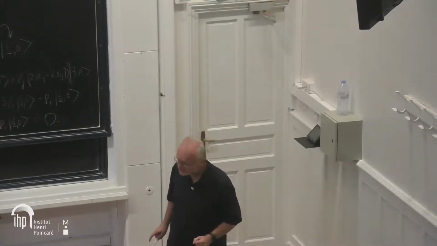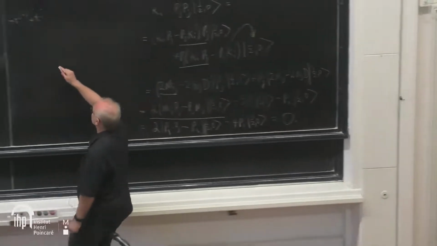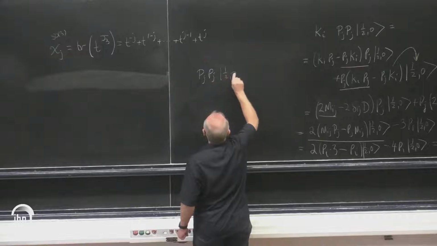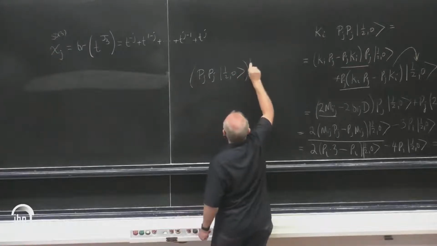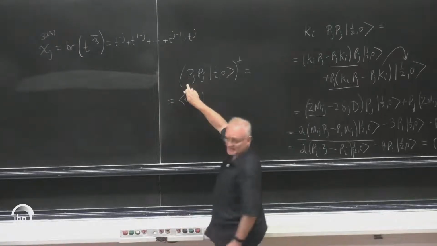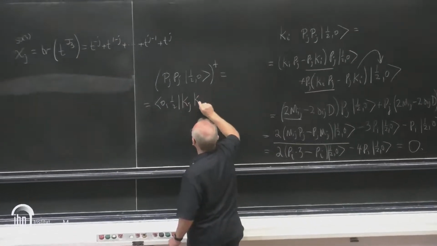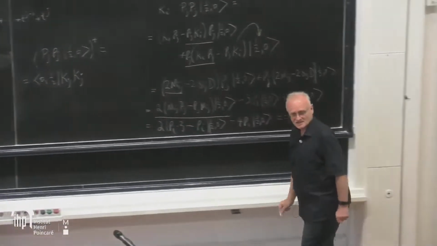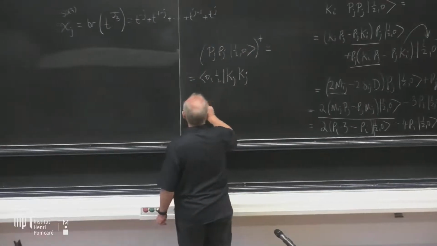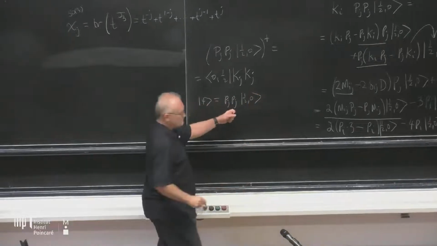Is that okay? Well, let's calculate the norm of this state. So the state is P_j |1/2, 0>. If we dagger this, this will be <0, 1/2|, and when we dagger the P's, we get K's. So if we say what is the norm of the state, let's call the state psi. Remember, the repeated index is always summed.